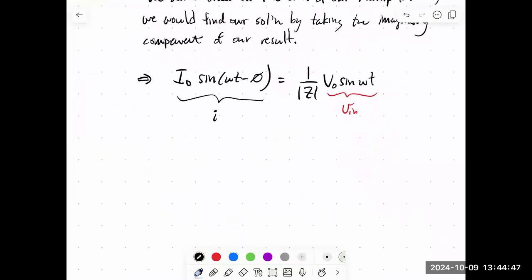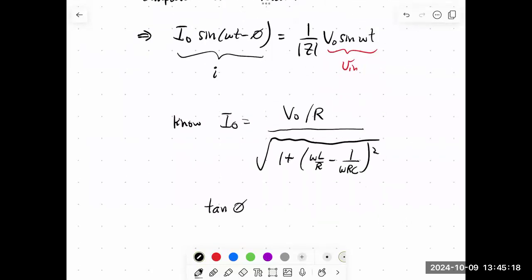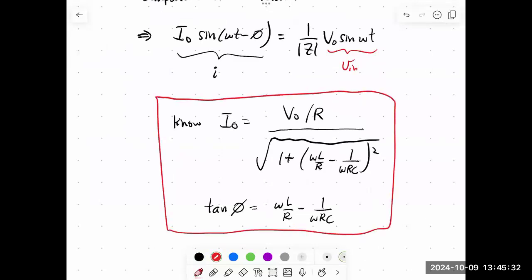Let's say I naught, sorry. I want to say I naught we worked out was V naught over R divided by the square root of 1 plus (omega L over R minus 1 over omega RC) squared. And the tangent of our phase was the same thing that we had in the brackets underneath our square root sign. And so these two expressions fully determine the current in our circuit.